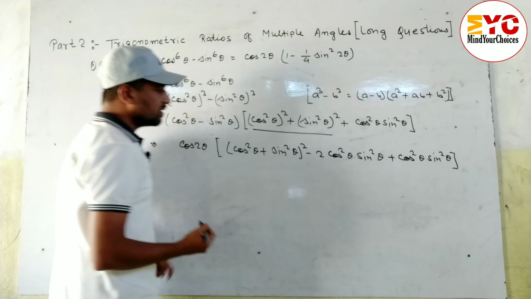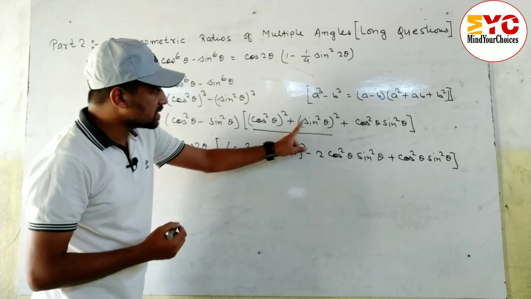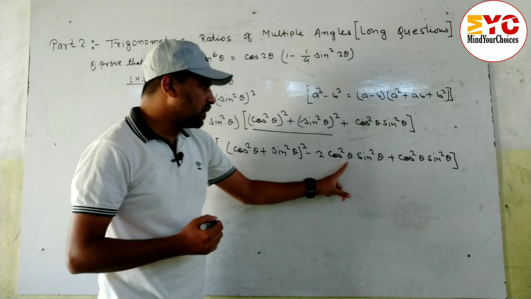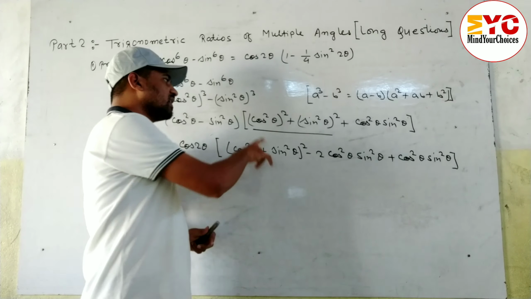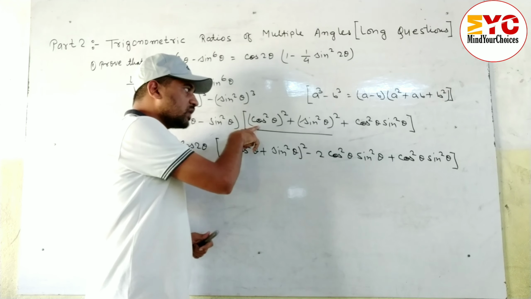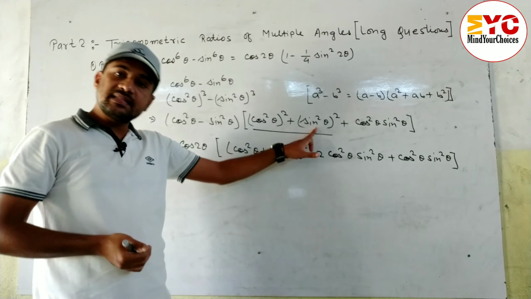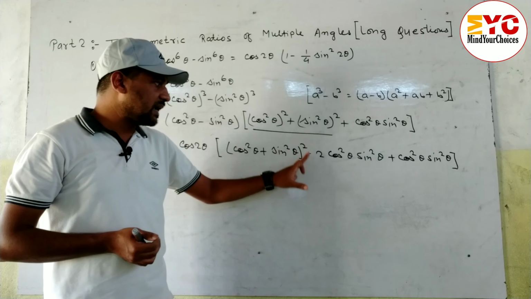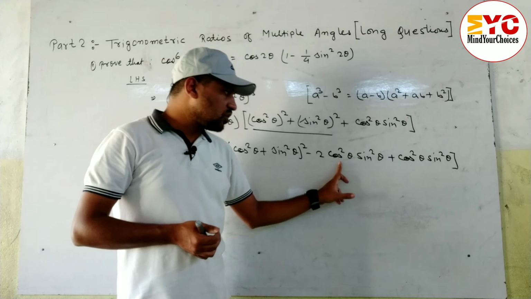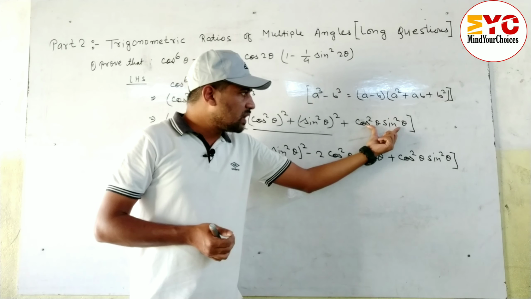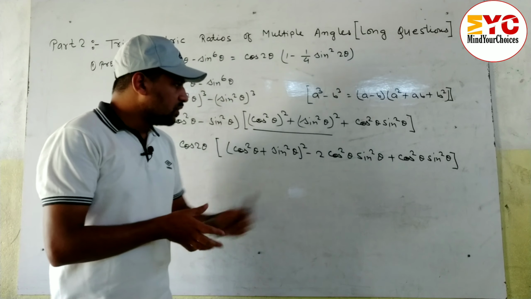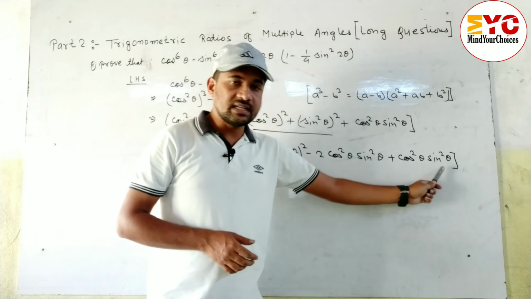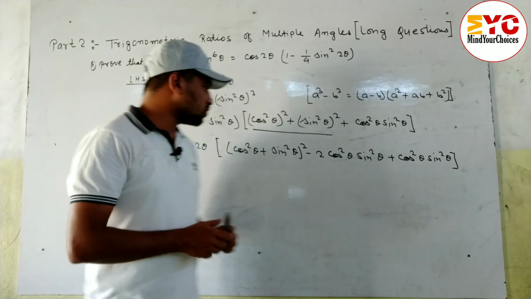You can see here the formula of a square plus b square is (a plus b) whole square minus 2ab, and in the place of a is cos² θ, and in the place of b is sin² θ. So we write (cos² θ plus sin² θ) whole square minus 2ab, meaning 2 cos² θ sin² θ, and the last term is written the same. Now you can see these two are like terms, cos² θ sin² θ, so we can solve this.